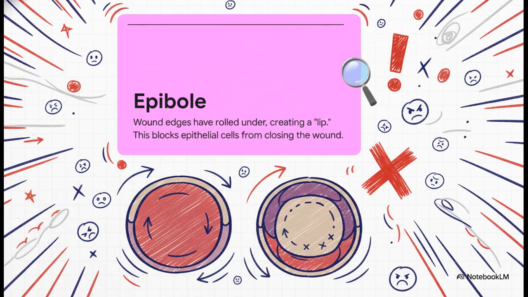All right, you gotta lean in and look really close at the edges of the wound. If you see this, epibole, that's a huge red flag. It means the edges have rolled under, creating this little lip. This is a telltale sign of a chronic, stalled wound. The cells that are trying to close the wound, they just can't climb over that rolled edge. They hit a wall and stop. So the wound just won't heal until that edge is fixed.